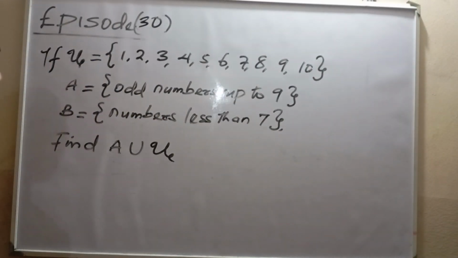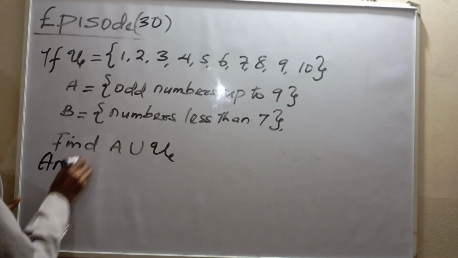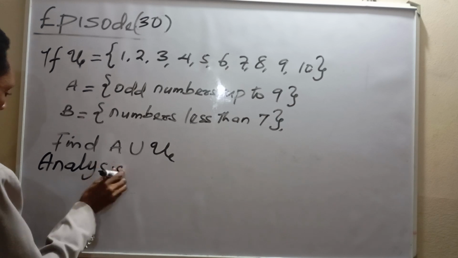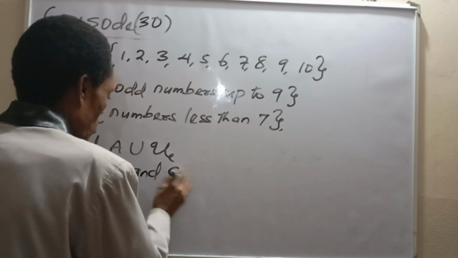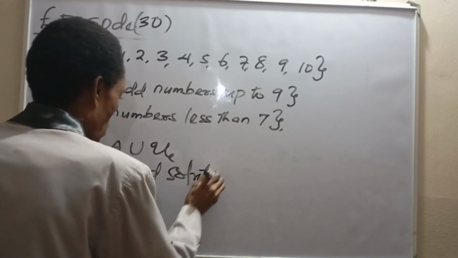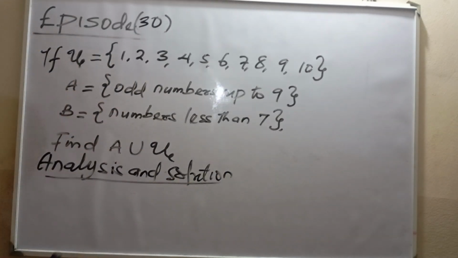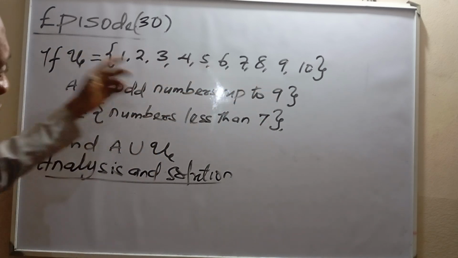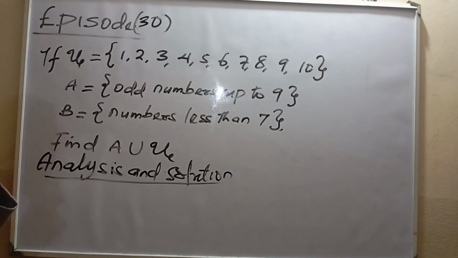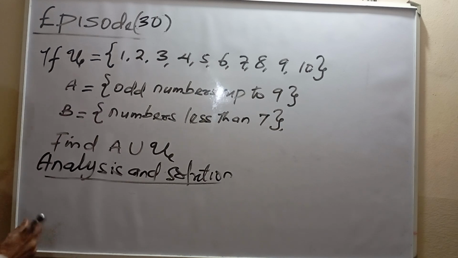As usual, analysis and the solution. All we need to do here is list all the elements of A, now that all the elements of the universal set are already stated. We are told odd numbers up to 9. So here you say A equals.